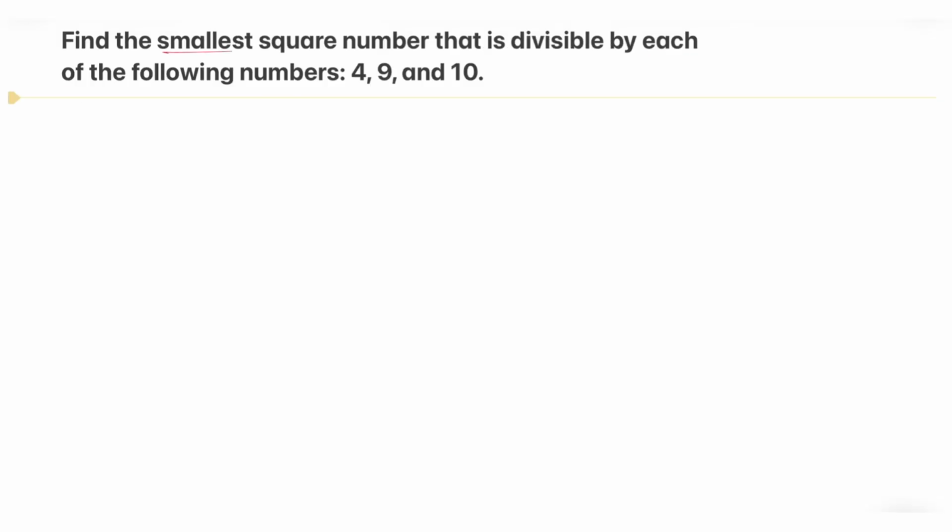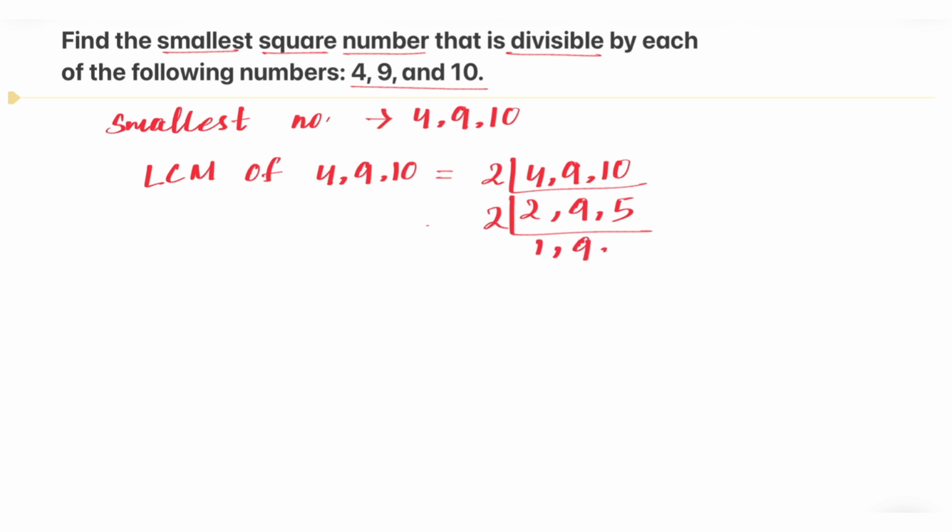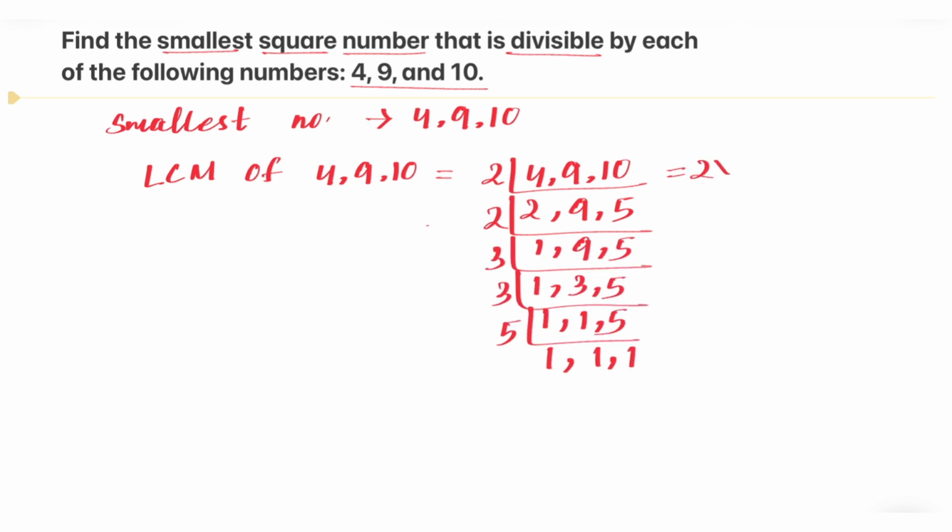Next question is, find the smallest square number that is divisible by each of the following numbers 4, 9 and 10. First, let us find out the smallest number which is divisible by 4, 9 and 10. To find the number we have to find out the LCM of 4, 9 and 10. The LCM of 4, 9 and 10 is 180. So 180 is the smallest number which is divisible by 4, 9 and 10.